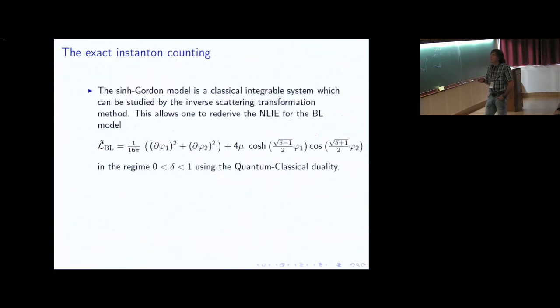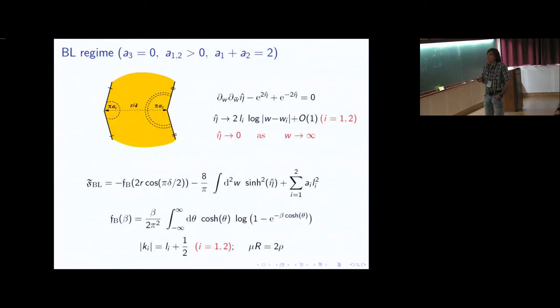What is important is that this statement can be proven, and it can be proven the following way. Consider these equations. This is a classical integrable system, so we can use the machinery of the inverse scattering method and calculate this quantity, right? And we prove that this quantity can be obtained by rederiving the nonlinear integral equation from the classical inverse scattering method. This way you prove that the solutions of the classical problem reproduce the result of the Bethe ansatz equations.